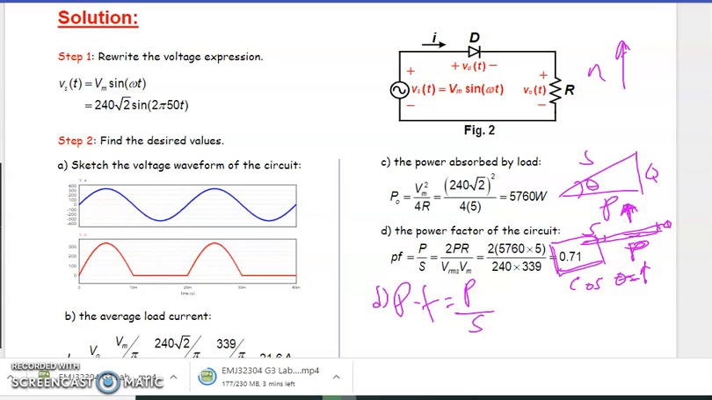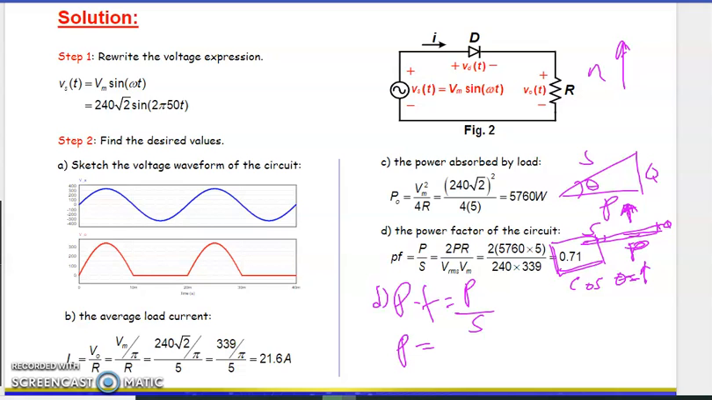Okay, for half-wave rectifier, generally it maintains at 0.71, but you have to prove it. You have to prove it, however, in the calculation. So power factor is equal to P over S. P anyhow is equal to I square R. It can be VI, it can be V square over R, depending on the values or parameters that you have at that time.